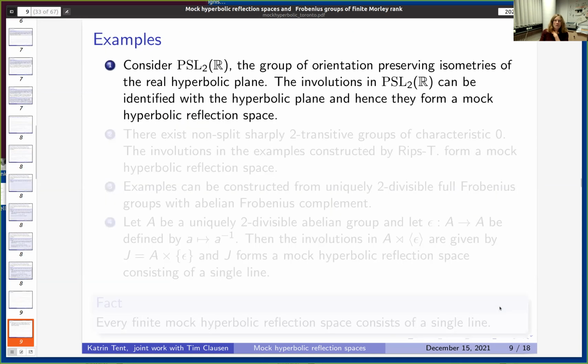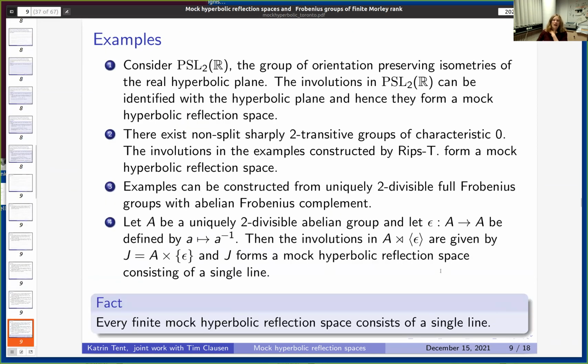So now here's a more complete list of examples. PSL2R acting on the hyperbolic plane. So the non-split sharply 2 transitive groups of characteristic 0 again form a mock hyperbolic reflection space. And we'll see in a moment how to construct these examples from two divisible full Frobenius groups with abelian Frobenius complement.